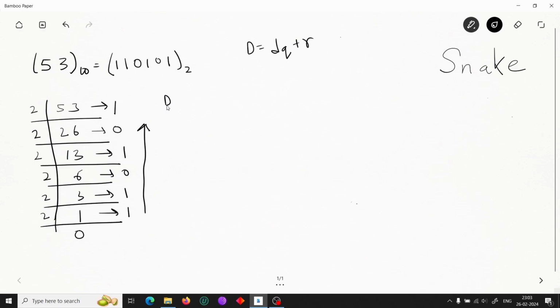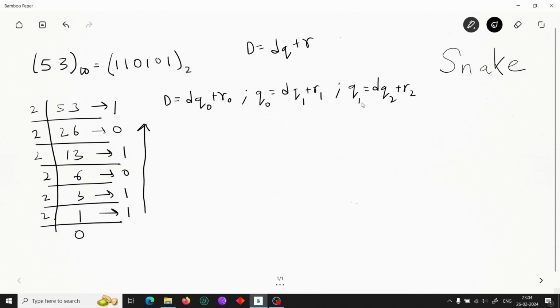At first, we are taking the number and we are basically converting it into d q0 plus r0, and then in the next step we are taking q0 and converting it into d q1 plus r1, and then in the third step we are taking q1 and converting it into d q2 plus r2, and it goes on till it reaches 0 basically. Now what we are going to do is back substitute things.